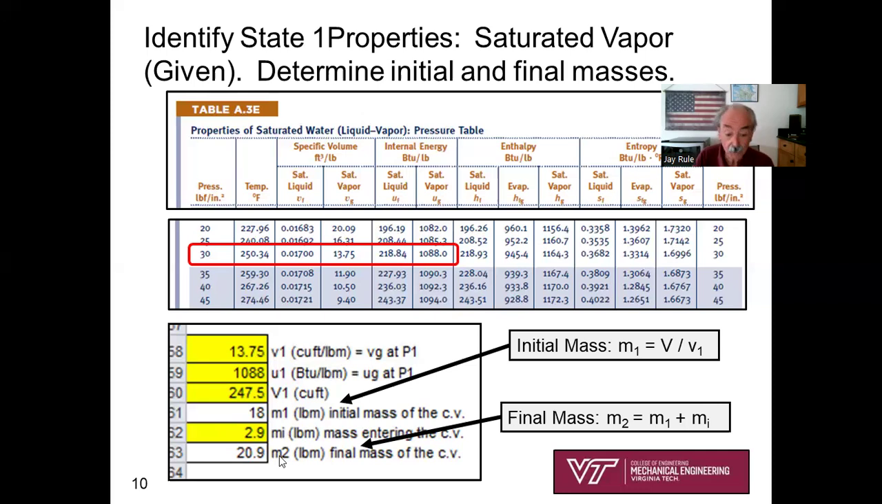So quickly we'll write down, this is the continuity equation. m2 is m1 plus mi. That's a statement of the continuity equation. It's also common sense 101, isn't it? m2 is simply going to be the sum of these two numbers, m1 plus mi, 20.9 pounds mass. Critical to write that down in your solution. Working down the page.